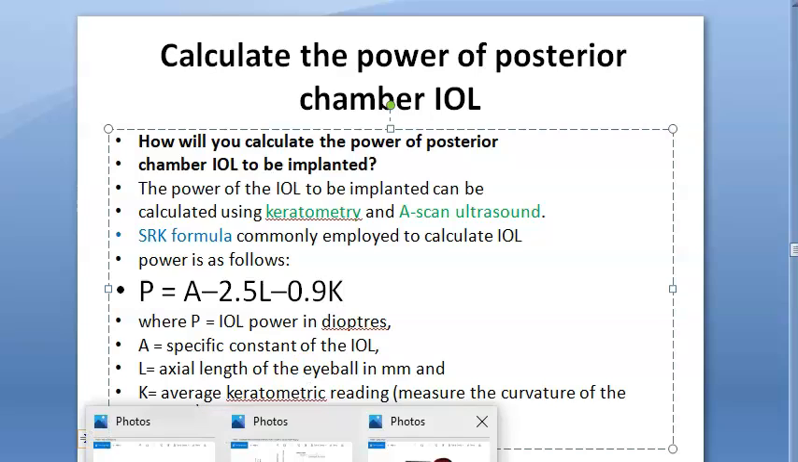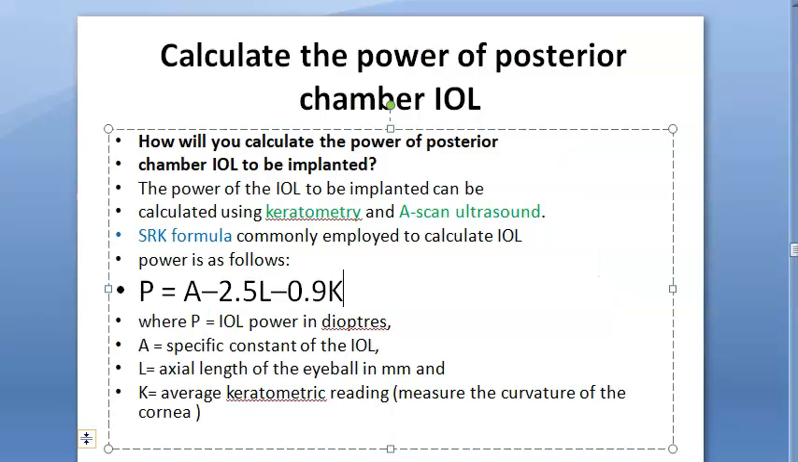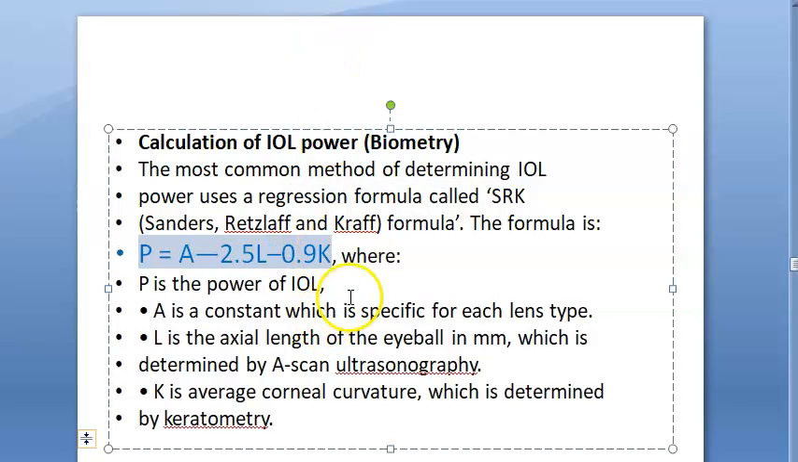Very good. So can you say the formula? A minus 2.5 L minus 0.9 K. A, L, K. Minus 2.5 L, 0.9 K. So in the exam they will ask this. Write the formula. SRK, Sanders Retzlaff Kraft formula. The formula is P is equal to A minus 2.5 L minus 0.9 K, where this is this.